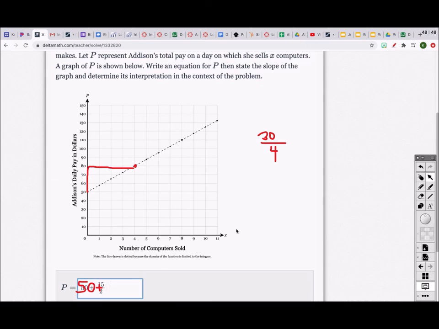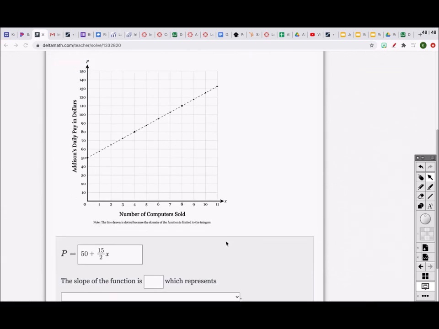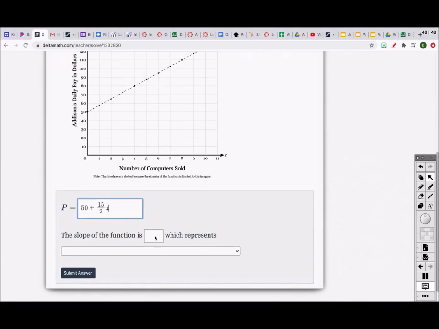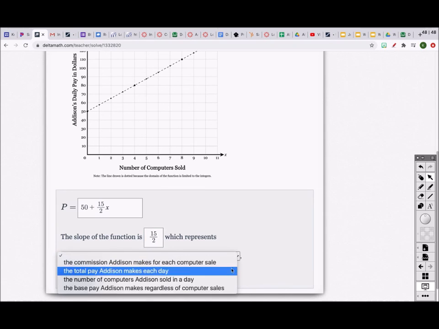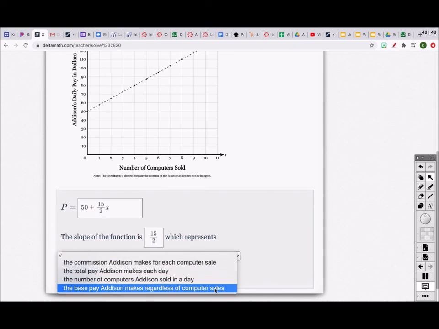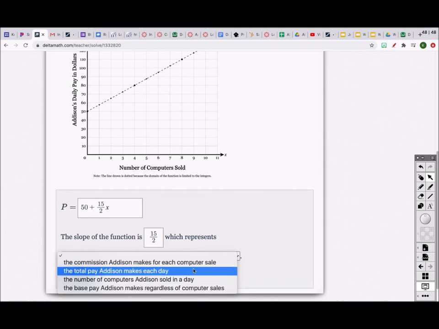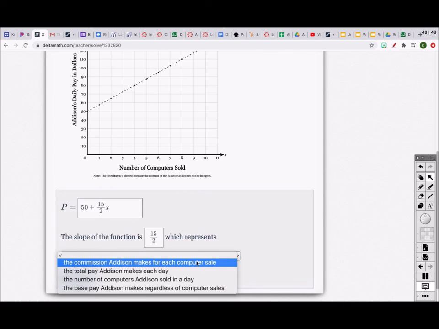and you have to pay attention to what this variable is. It will count it wrong if you do not put the correct variable that's here. So if this says p and you don't put p, it'll count it wrong. Now the slope is 15 halves. And then remember, it's always change in y over change in x. Change in y is the daily pay per computer sold. Is that per computer sold? No, it's going to be the commission she makes for each computer sold.